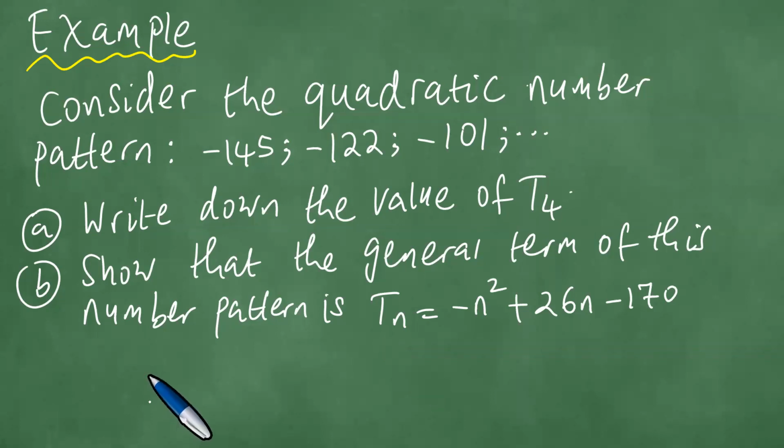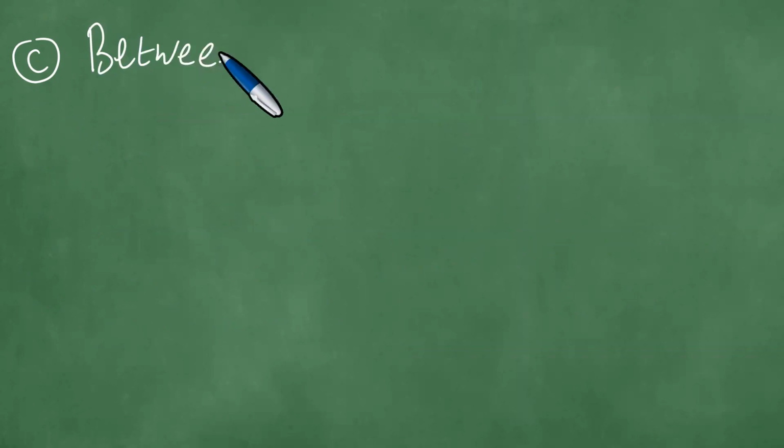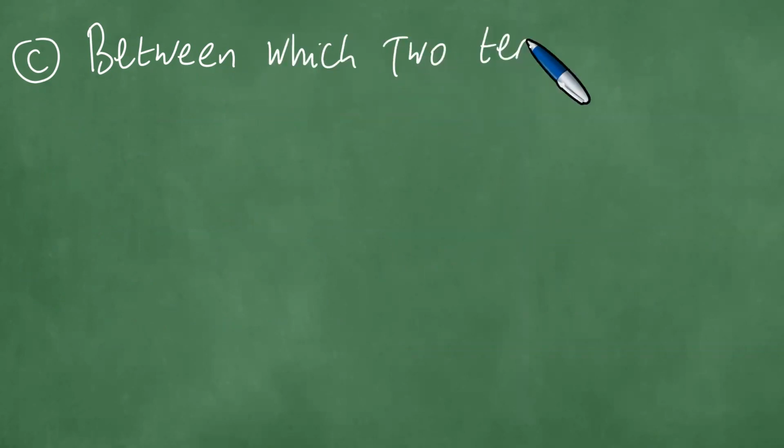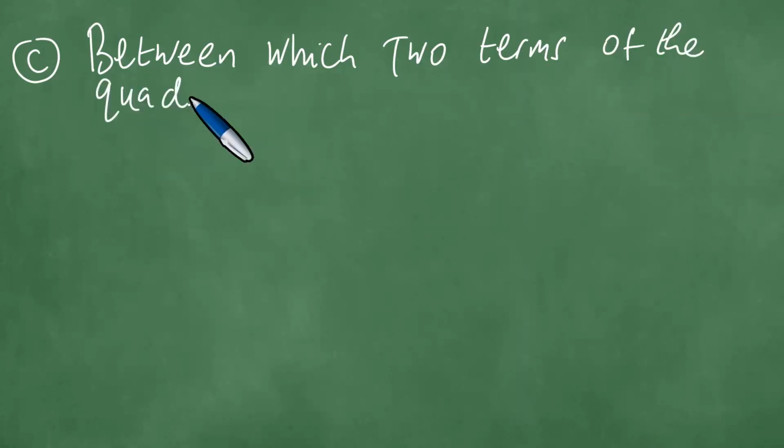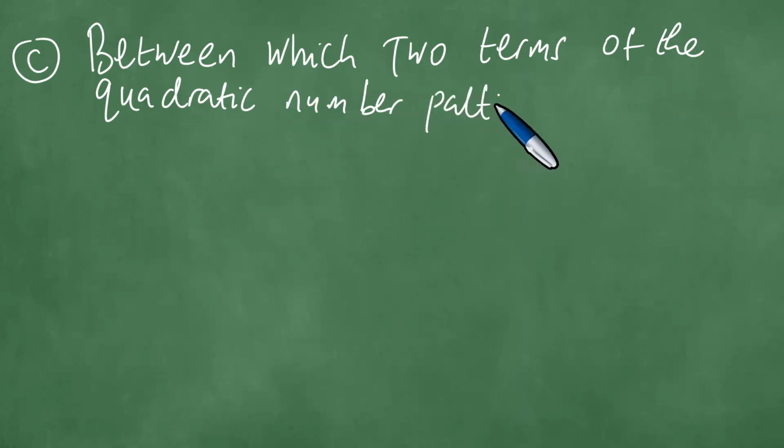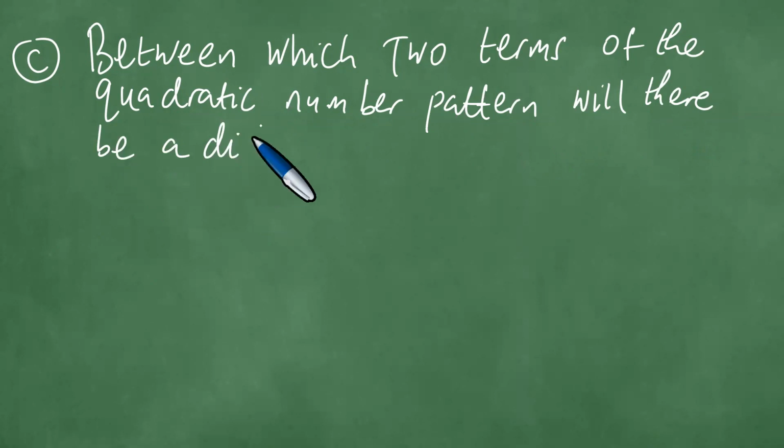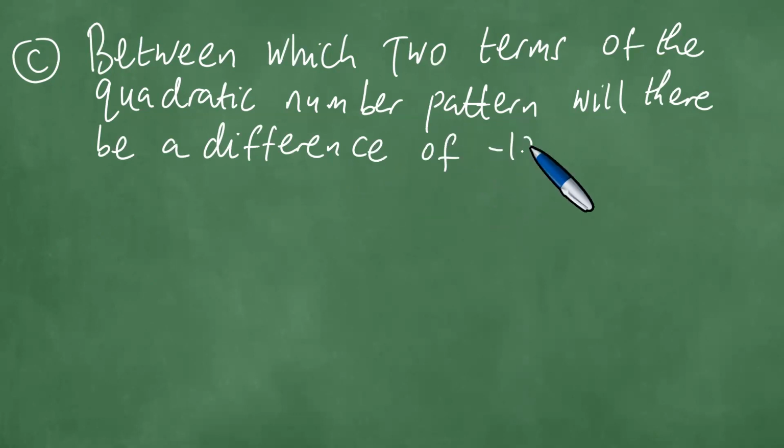Right, and there is another question, part C. Between which two terms of the quadratic number pattern will there be a difference of minus 121.